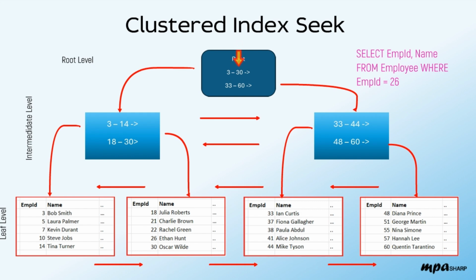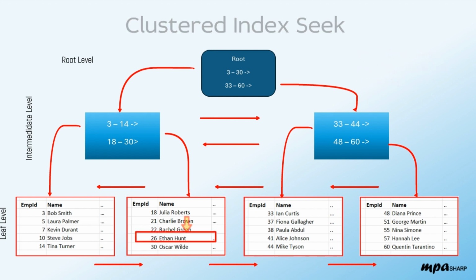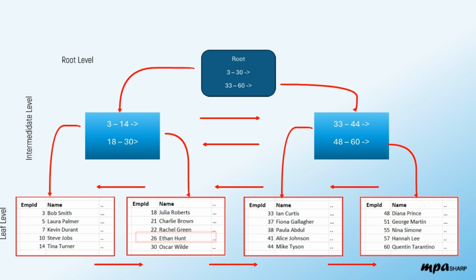So we go to the left intermediate node, and from there we see that record 26 is in the right data leaf node, and then we go to the right data leaf node. From there we go directly to the record. Index seek is an operation where you jump straight into the record you want using an index.